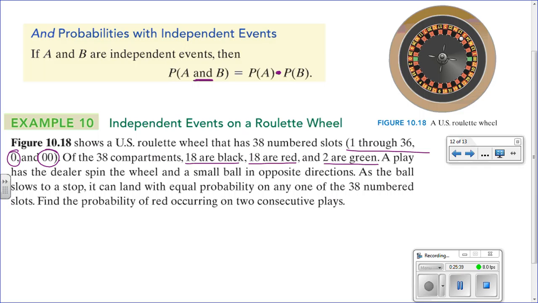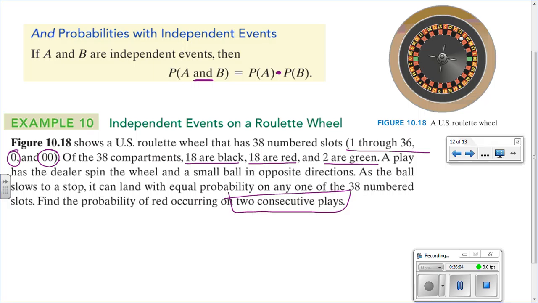So right here, this is our key to know that these 2 events are independent of each other, because this is what happens. The dealer will spin the wheel once, he or she will wait for the ball to stop, and then he or she will spin the wheel again, and so the outcome of the first spin doesn't really matter to the outcome of the second.